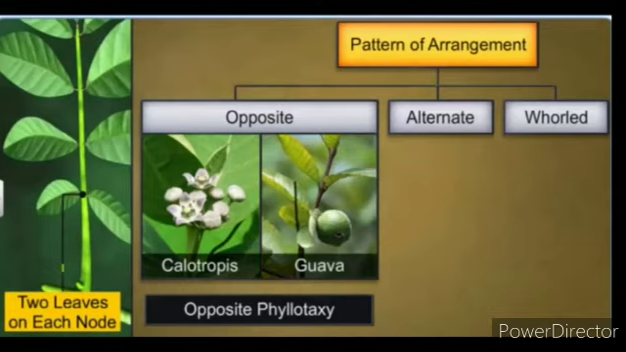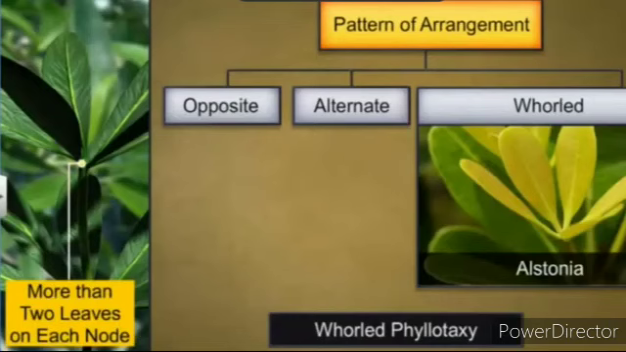Okay, they are arranged opposite. Two leaves arise from a node and are present on both sides. When more than two leaves arise at a node and form a whorl, a round structure, it is called whorled phyllotaxy. An example is Alstonia. Many leaves are arranged at a particular place, as in Alstonia or oleander.